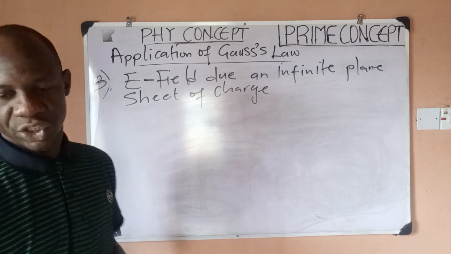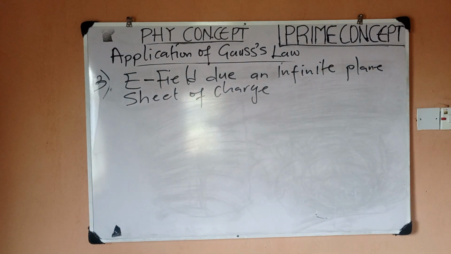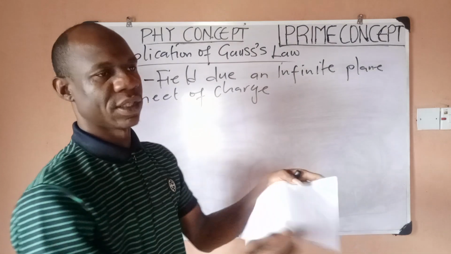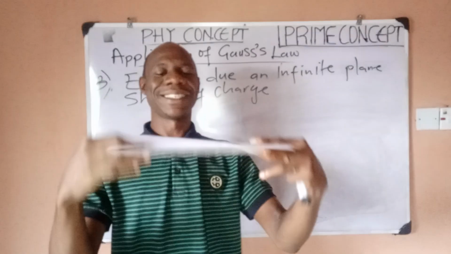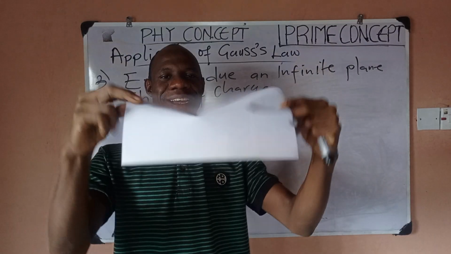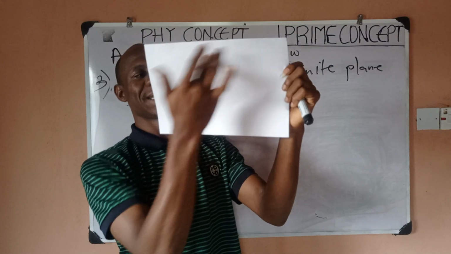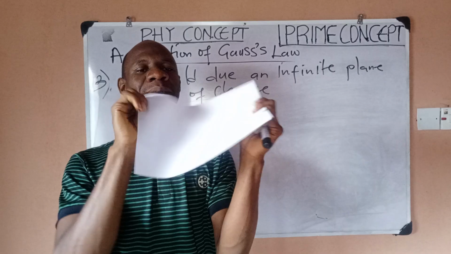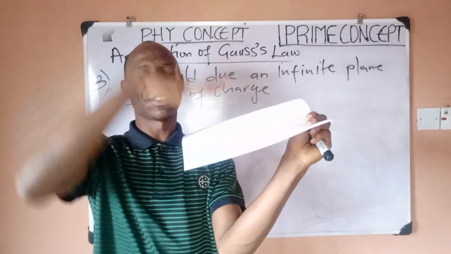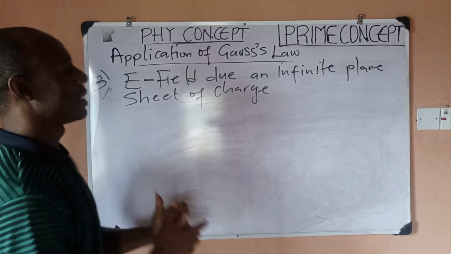So we have a plane sheet. What do we mean by plane sheet? So this is a plane sheet. A plane sheet does not necessarily mean a blank sheet, but a surface like this, right? If you have a surface like this, you would notice that there will be so many charges on it, right? So what will be the electric field at some point from this surface? That is what we want to consider. That is what we mean by an infinite plane sheet.